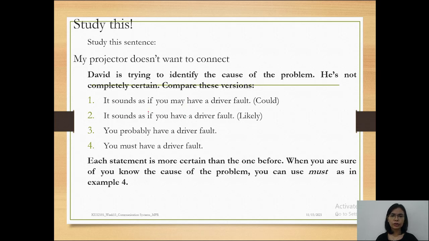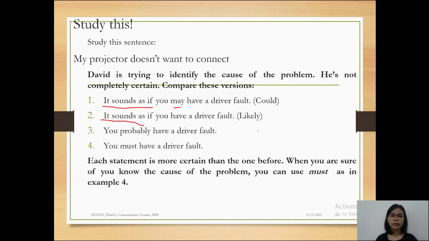So the identification is actually you have a driver fault. So there's a fault in the driver. If you are not very certain about it, you can say, it sounds as if you may have a driver fault. It sounds as if you have a driver fault. You probably have a driver fault, and you must have a driver fault. So all of these expressions identify the cause of why the problem comes. And if you look at the expressions used: it sounds as if you may, it sounds as if you have, you probably have, you must have.